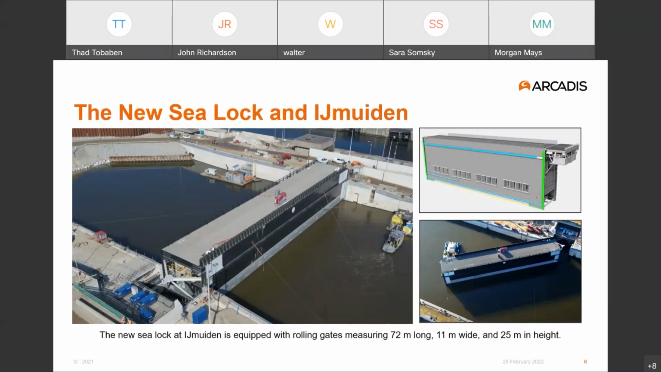The doors are 72 meters long, 11 meters wide, and 25 meters in height. They were manufactured in South Korea and then brought by boat to the construction site.